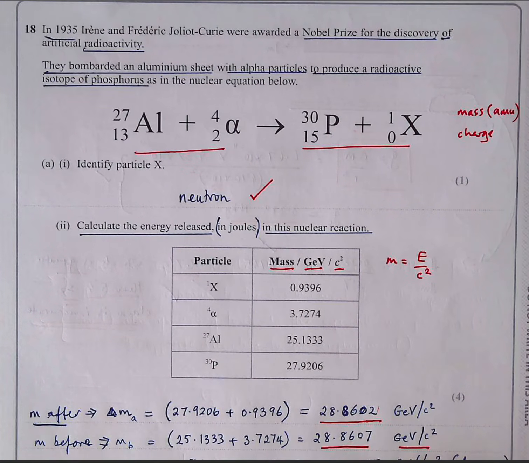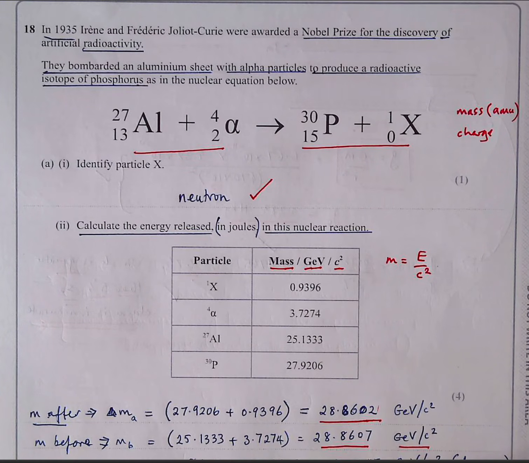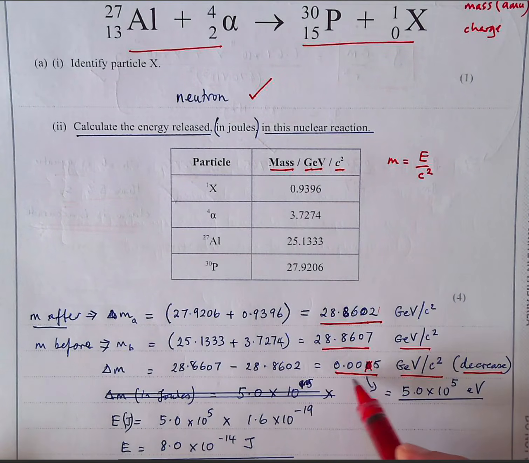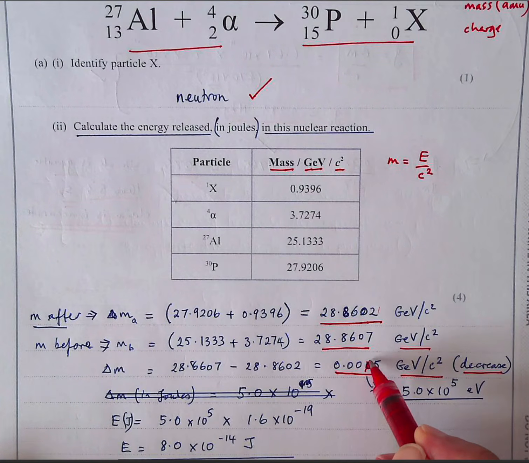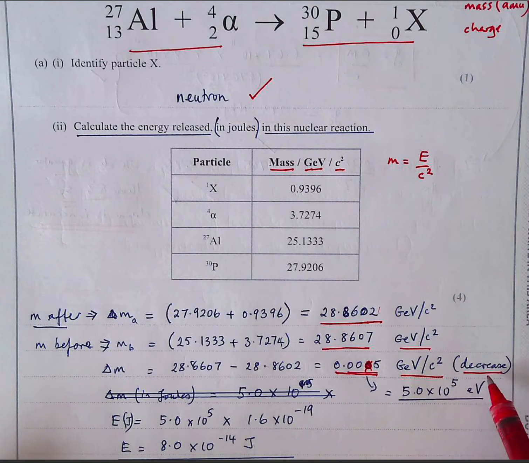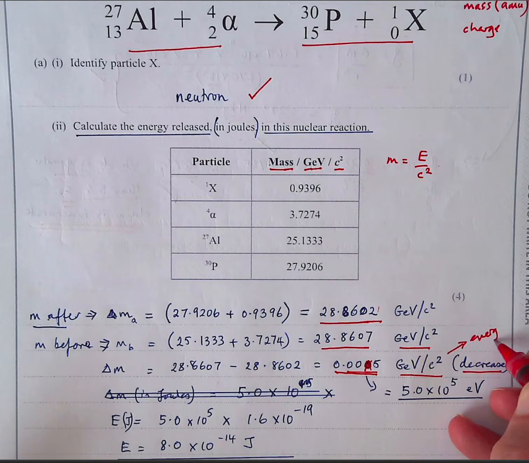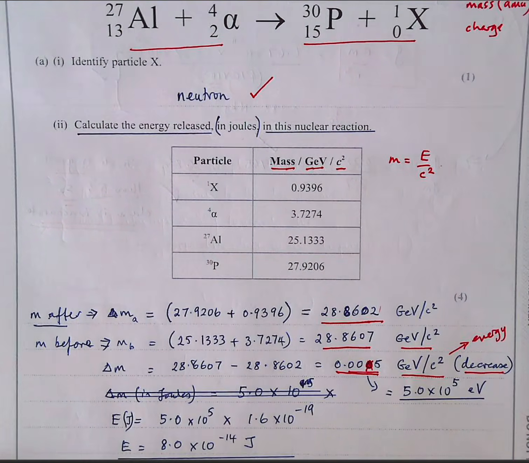Okay, it's a decrease in mass. So if you've decreased the mass, it means, sorry, you're not seeing what I'm doing. If you decrease the mass, this minus that is 0.000, so 3 zeros, and then a 5. If you decrease the mass, it means you've released some of the mass into energy. So energy has been released in this process.